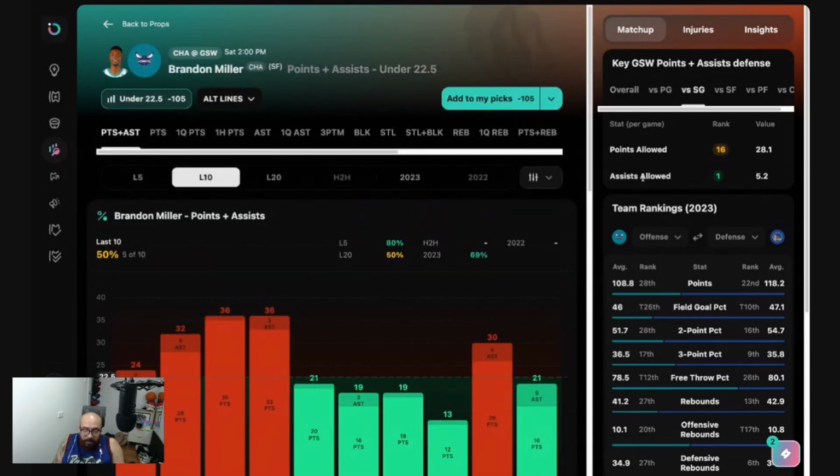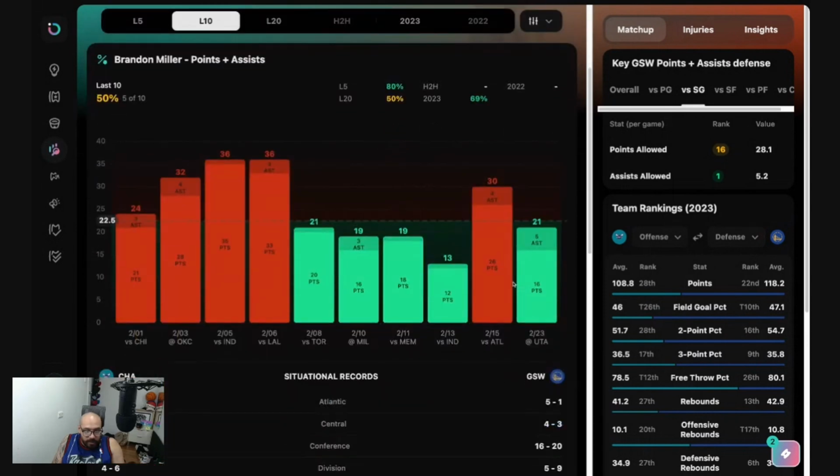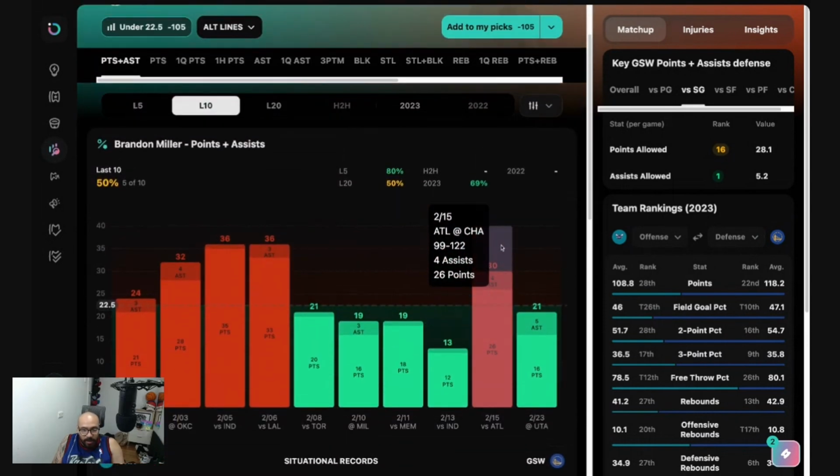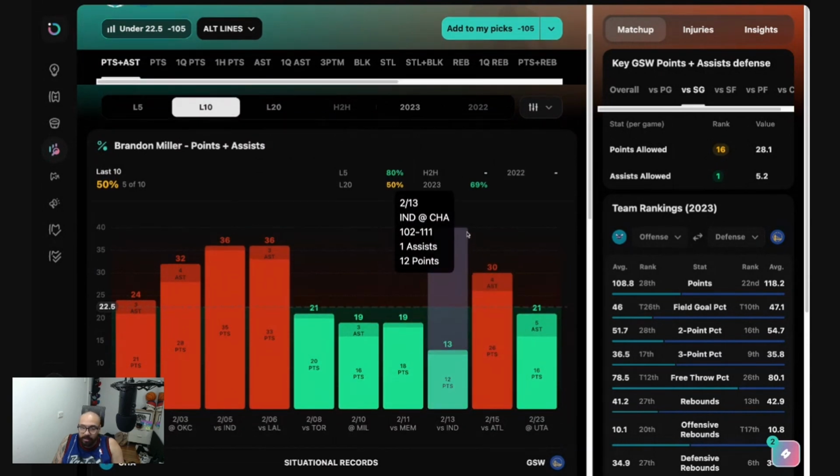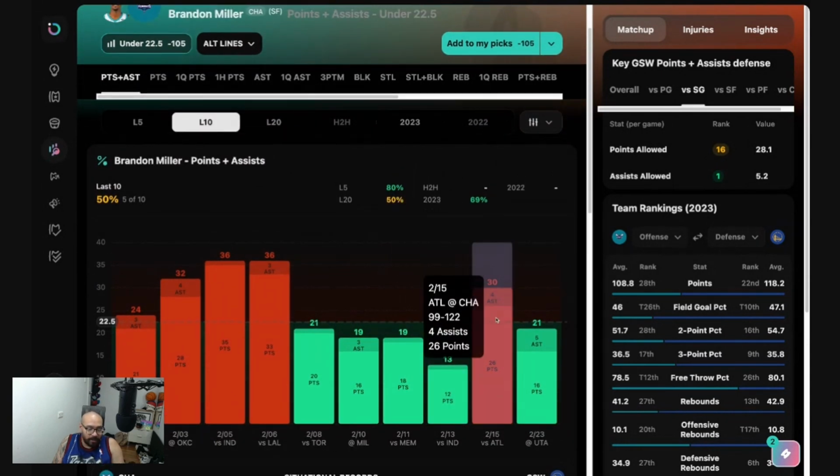The matchup, difficult. The Warriors allow the fewest assists. And points, it's not good nor bad. Okay, let's check out, so we know Brandon Miller's recent form is great, and we know that that's happened after the trade deadline. So this is the new baseline for him. Matchup is difficult. So, yeah, Atlanta. So he scored 26 points and got 4 assists. The Atlanta Hawks are notorious for giving up everything to shooting guards. So that is an easy matchup for him.